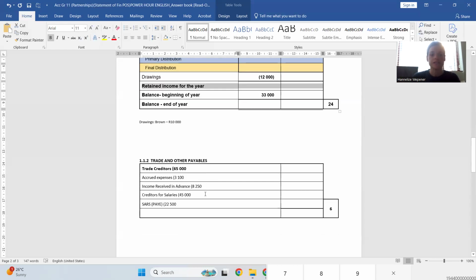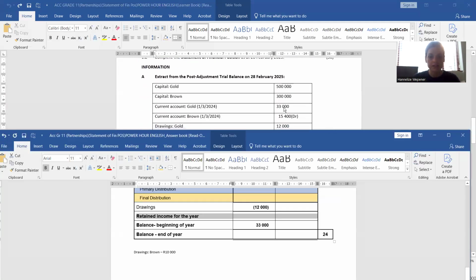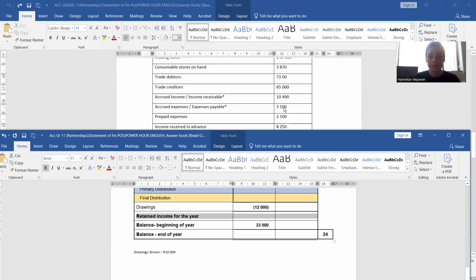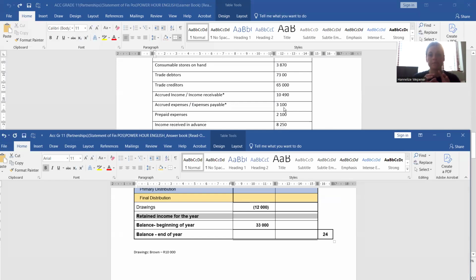Then trade and other payables. Trade and other payables is everything that this partnership has to pay to third parties apart from your long-term loans. So that includes your creditors. Then I already went through the information here, and I already looked through all of it to identify my trade and other payables. So starting with my creditors, so trade and other creditors.